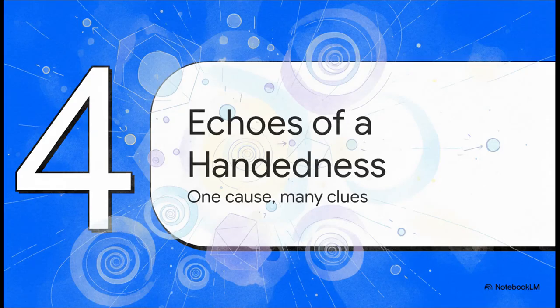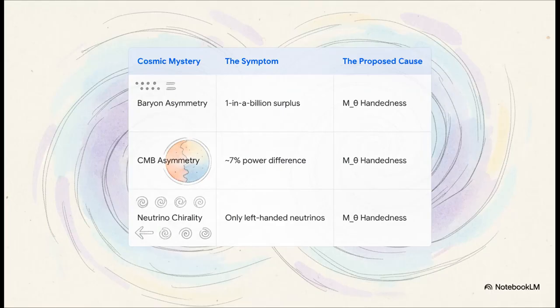Now, here's the really compelling part. A great theory doesn't just solve the one problem you're looking at. If this geometric flaw is real, it should solve other mysteries too. We should be able to see its echoes scattered all across the cosmos. And wouldn't you know it, we have some other pretty big unsolved cases. This connects three of the biggest head-scratchers in physics.